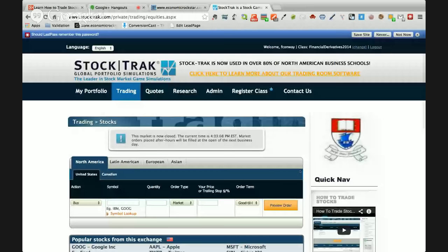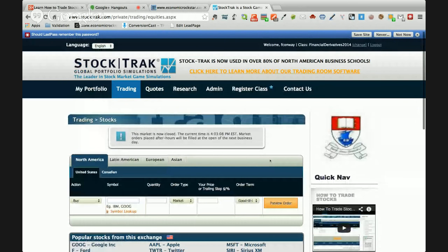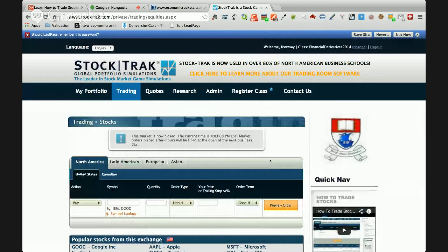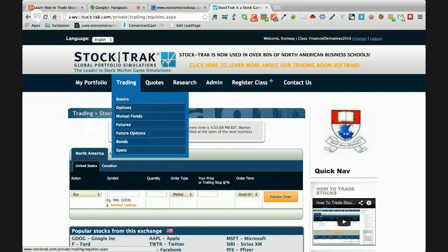I'm just going to share the screen. And we have here the StockTrak platform. If anybody can send a message, you might be able to let me know if this is clear. So we're going to have a look at the trading platform where we're going to analyze how we'd actually trade stocks. We're just waiting for this to load up.